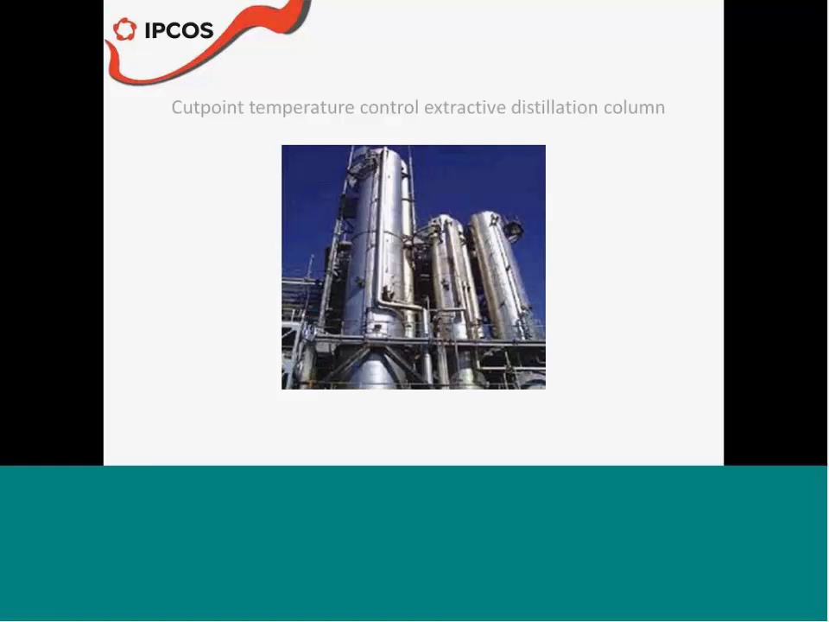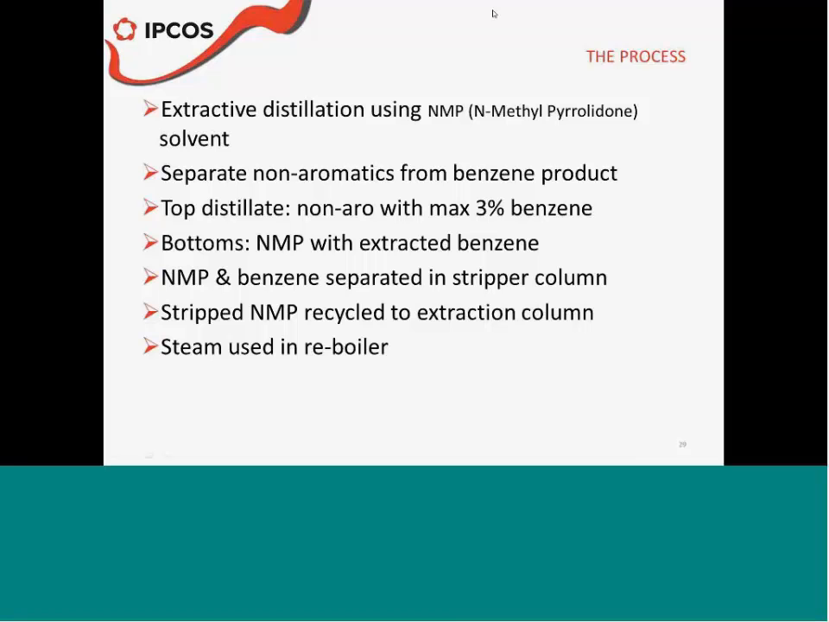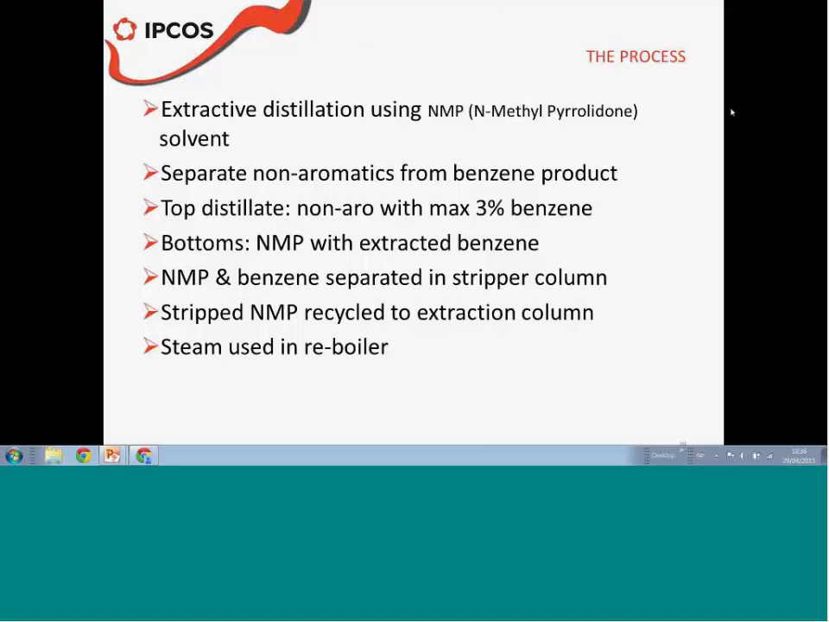And final example, the cut point temperature control on an extractive distillation column. In this case, it's an extractive distillation column using NMP as solvent to separate non-aromatics from benzene. The top distillate should not have more than 3% benzene. Should be mostly non-aromatics. That's the whole purpose. And you don't want a lot of benzene to slip from it because this is a benzene plant. This is your main product. So if you lose benzene on the top, then you're losing product.